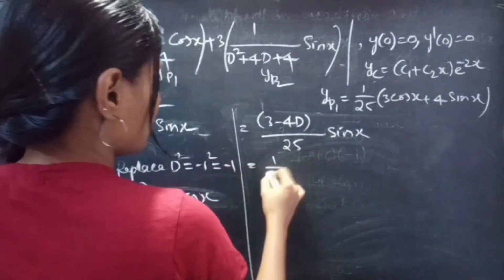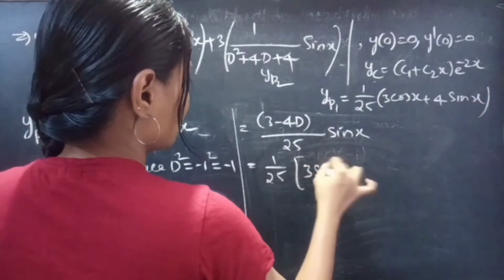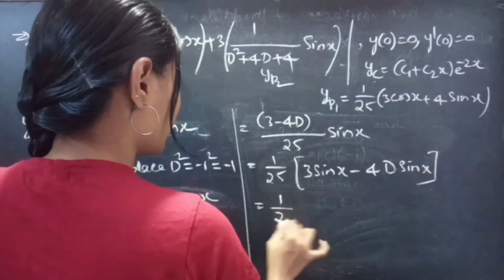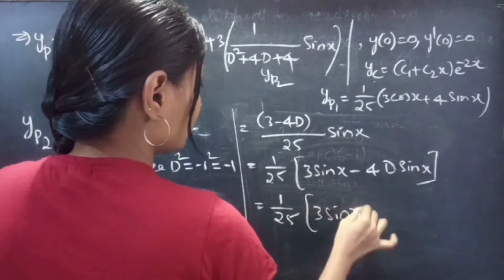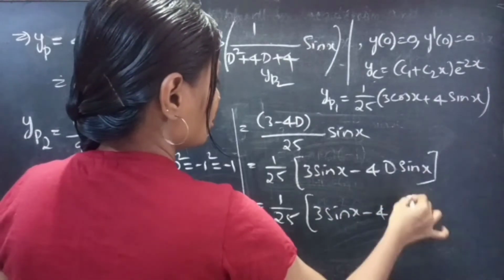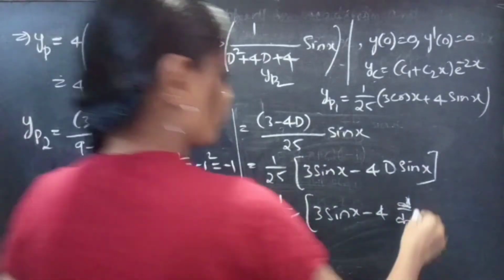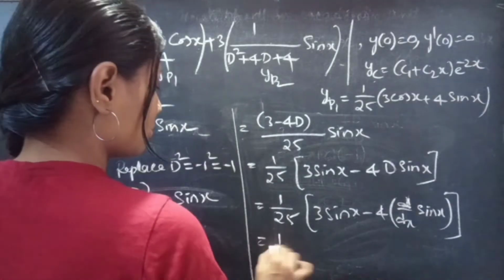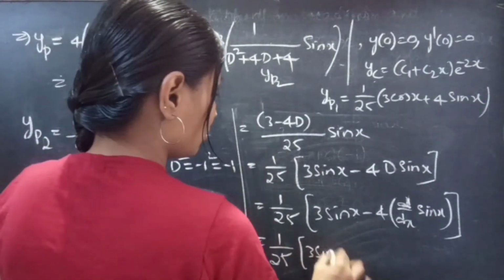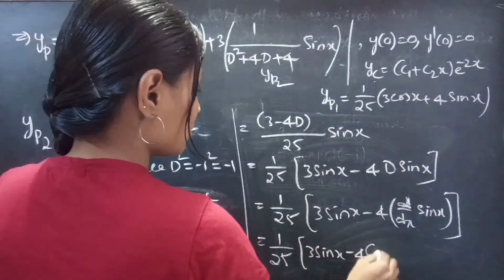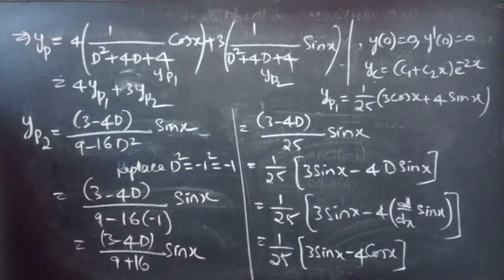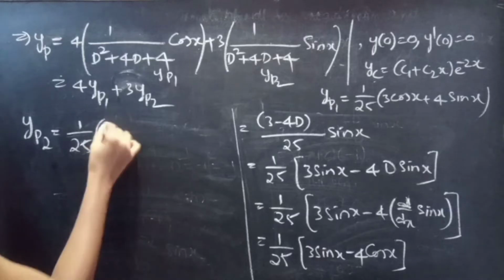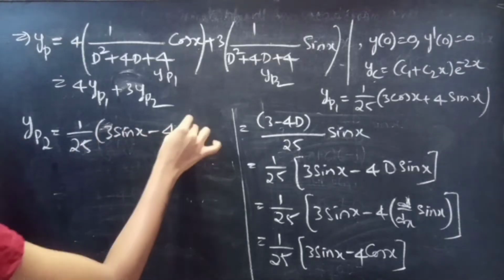We can write this as 1 by 25 into 3 sin x minus 4D sin x. We can replace the differential operator D by d by dx, since D is a differential operator. Now we need to find the derivative of sin x with respect to x. We'll get minus 4 into the derivative of sin x, which is cos x. Therefore ypt equals 1 by 25 into 3 sin x minus 4 cos x.